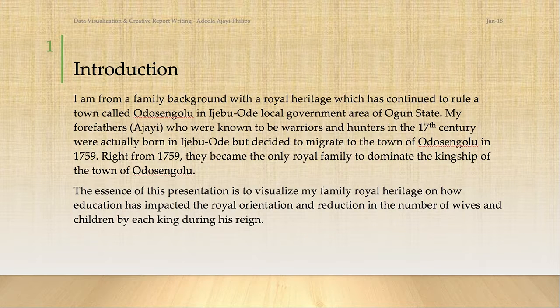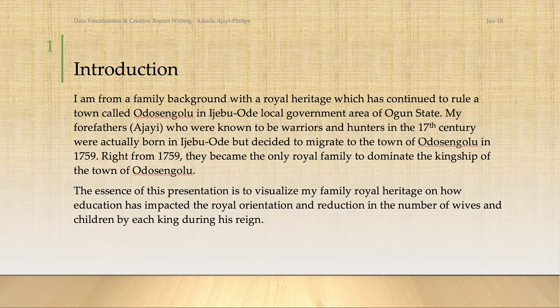Now, introduction. I am from a family background with a royal heritage which has continued to rule a town called Odoshengolu in Ijebu local government area of Ogun State, in Nigeria. My forefathers, the Ajais, who were known to be warriors and hunters in the 17th century, were born in Ijebu but decided to migrate to a town called Odoshengolu. In 1759, they became the only royal family to dominate the kingship of the town of Odoshengolu because they were the first set of people that settled there.